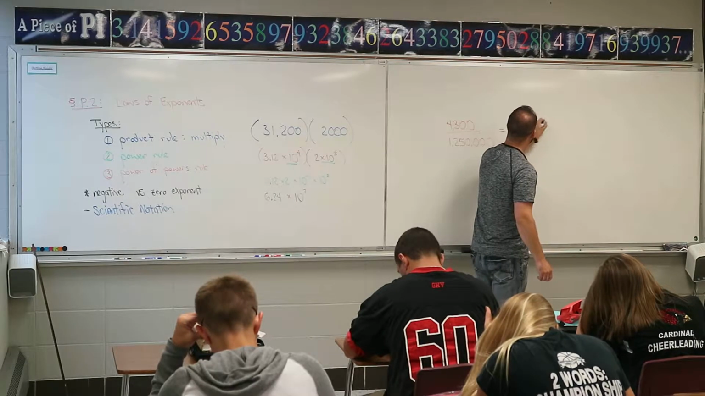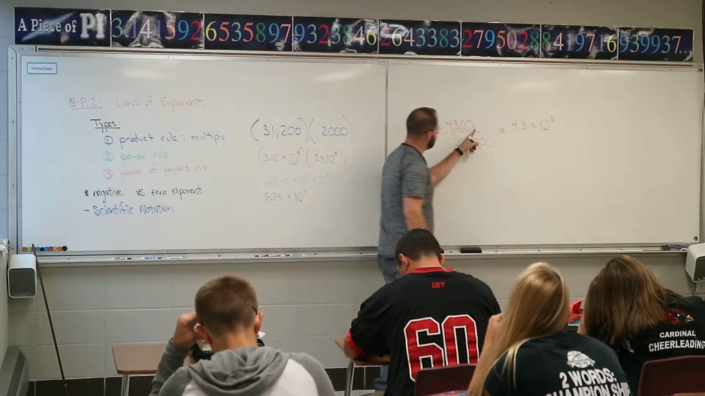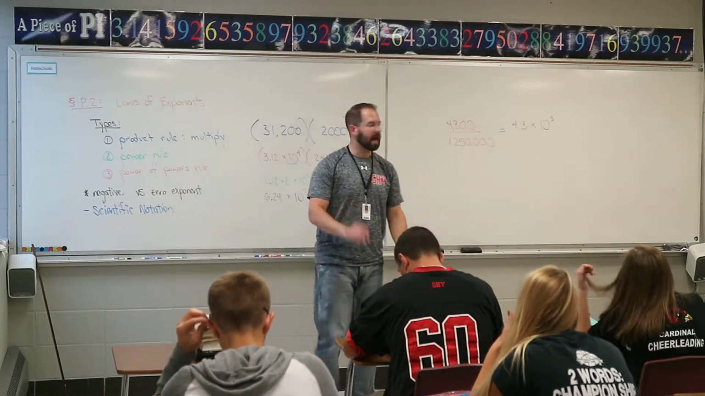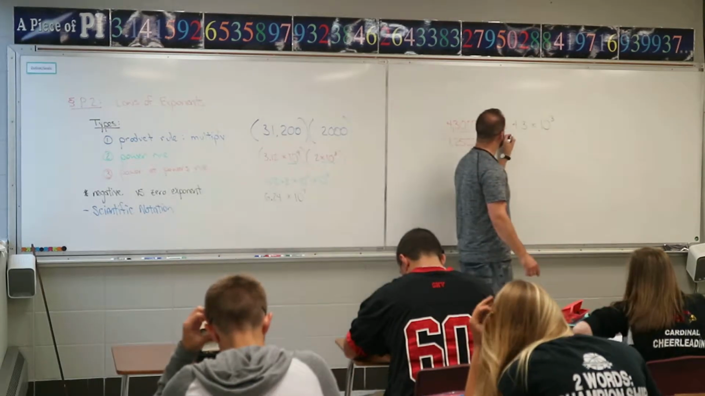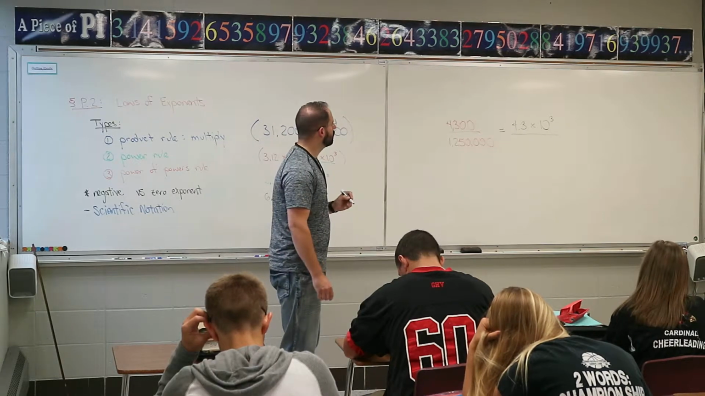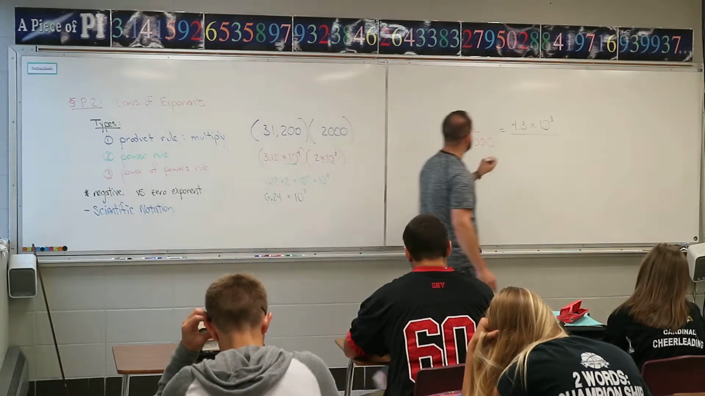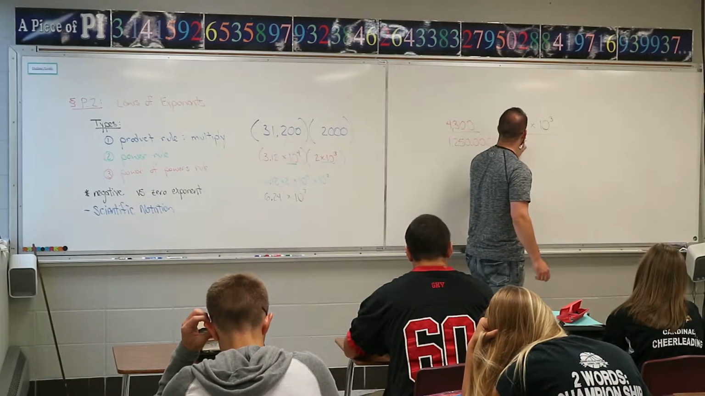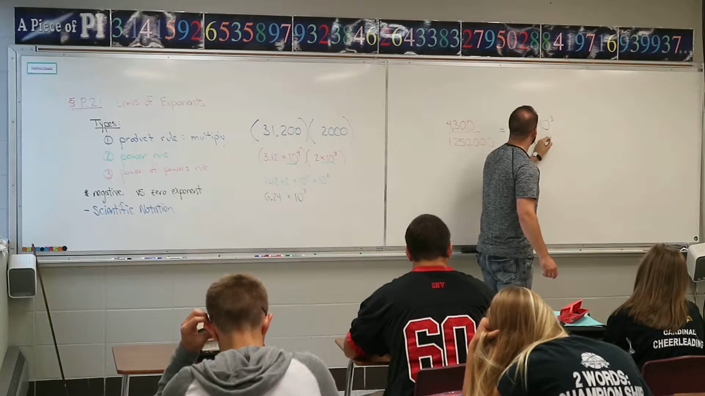43 times 10 to the third, perfect. So that's moving that decimal over three spots. Good, that's the top. Bottom, please. The bottom in scientific notation? 1.25 times 10 to the 6. Good. 1.25 times 10 to the 6.